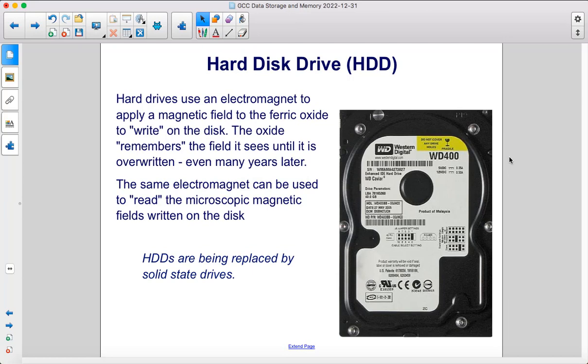Hard drives use an electromagnet to apply a magnetic field to the ferric oxide to write on the disk. The oxide remembers the field it sees until it is overwritten, even many years later. The same electromagnet can be used to read the microscopic magnetic fields written on the disk. Hard disk drives are being replaced by solid-state drives.